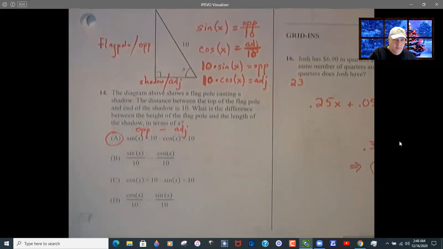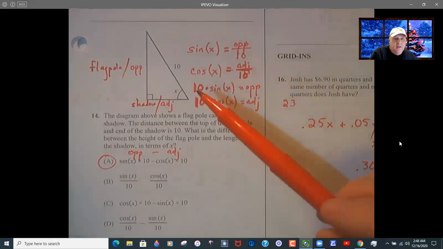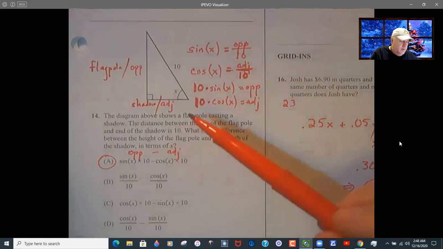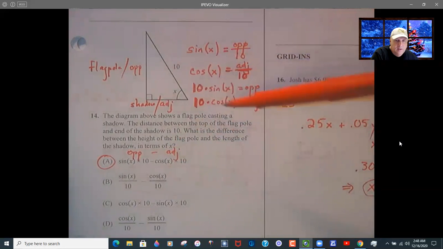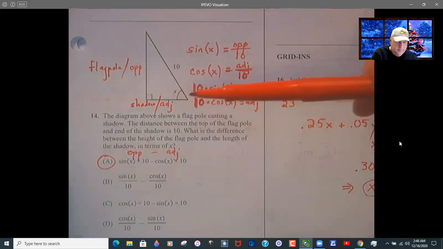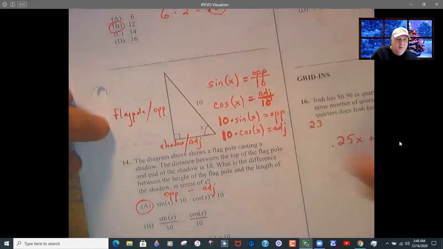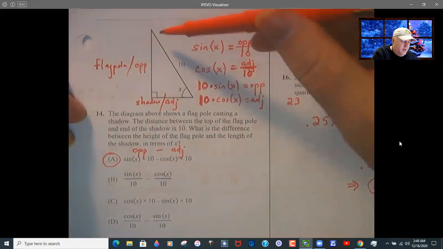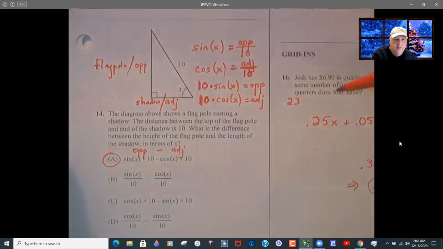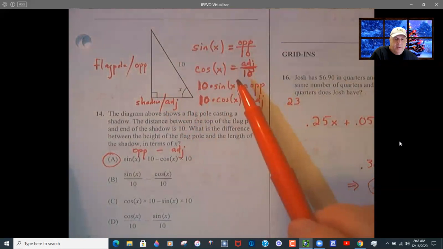Problem 14, good old SOHCAHTOA. Okay, so sine and cosine. And basically, the distance between the top of the flagpole and the end of the shadow is 10. So this length here. What is the difference between the height of the flagpole and the length of the shadow in terms of x? Okay, so the shadow is the adjacent leg, the flagpole is the opposite. This is kind of like the ray of the sun here, and then you have this shadow image that happens on the ground. So you have to get at, with respect to x, what the sine and cosine are.